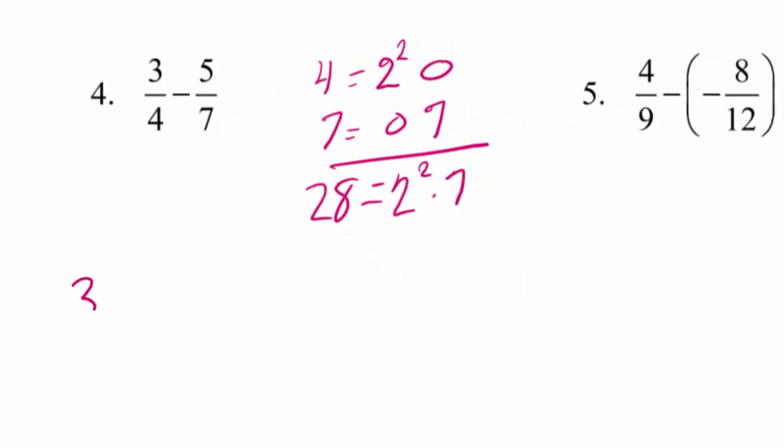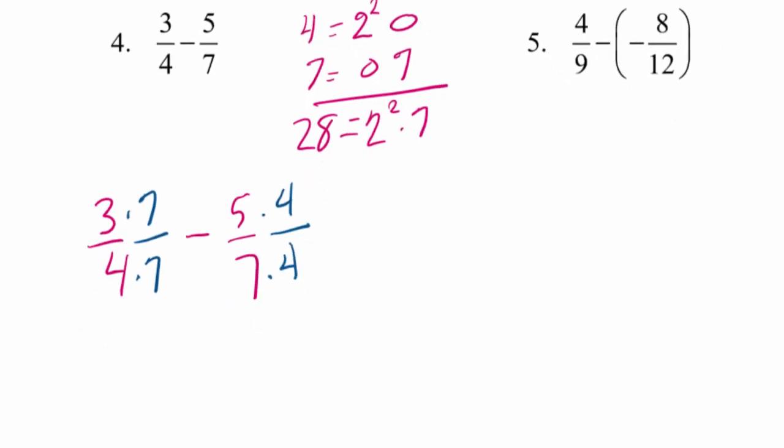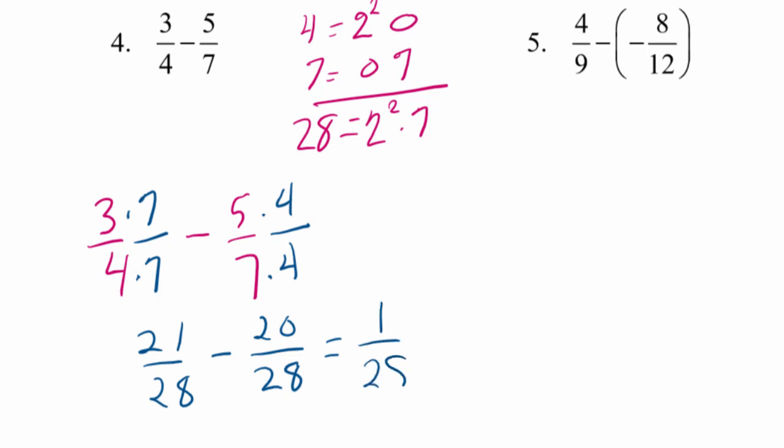Okay. So I'm rewriting here. And again, the 4 was missing the 7. Numerator and denominator get multiplied by 7. And the 7 is missing the 4. So we have what? 21 over 28. Subtract 20 over 28. 21 minus 20 is 1 over 28. Okay, I hope these are feeling a little bit more friendly for you.